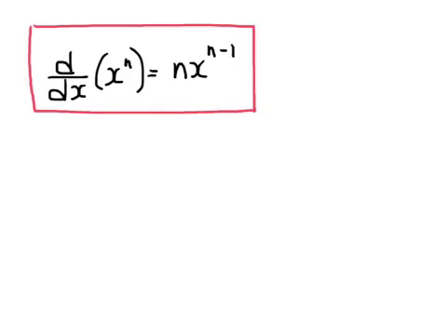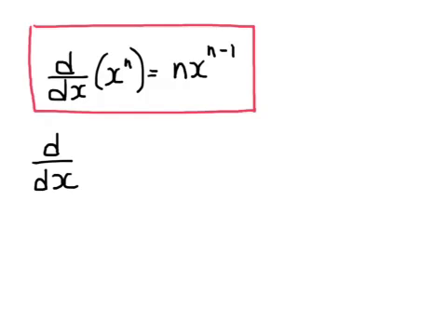Hey everyone, we're going to use our formula again, d dx of x to the power of n equals n times x to the power of n minus 1. And what we're going to look at is if we have an index value of n which is a fraction. So let's see what happens. We're going to apply our rule as normal.